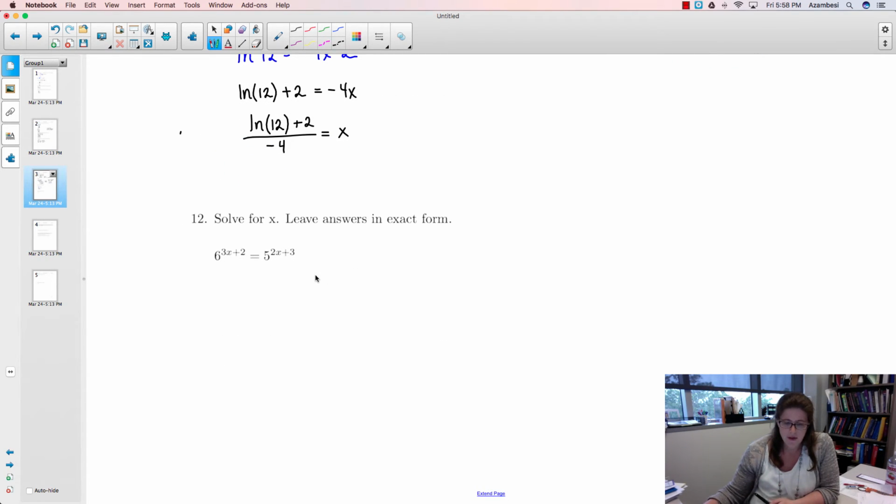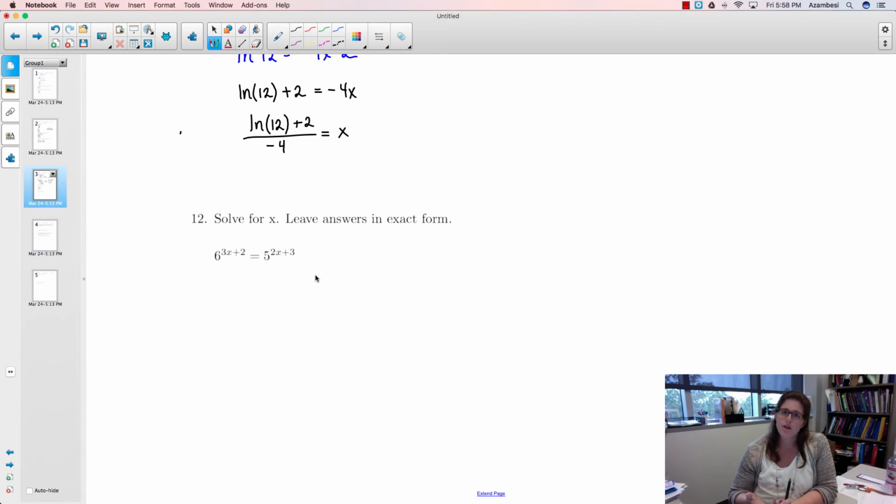Solve for x, leave answers in exact form. I have 6 to the 3x plus 2 is equal to 5 to the 2x plus 3. All right, first question: can I make the same base? Well, using rules of logs, there's no way really for me to turn a 6 into a 5. So no, strike out, or strike 1. Second option: can I isolate it on one side? I have my x in the power on both sides of the equation, and the bases are not the same, so I can't. Strike 2.